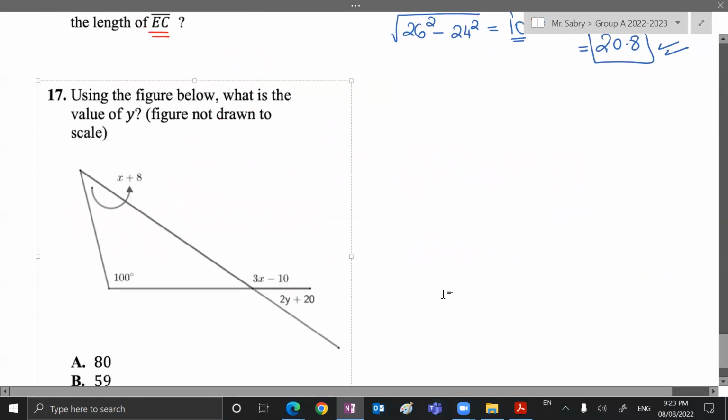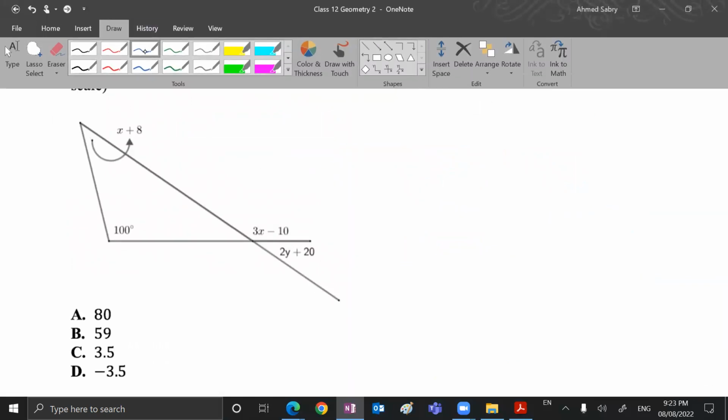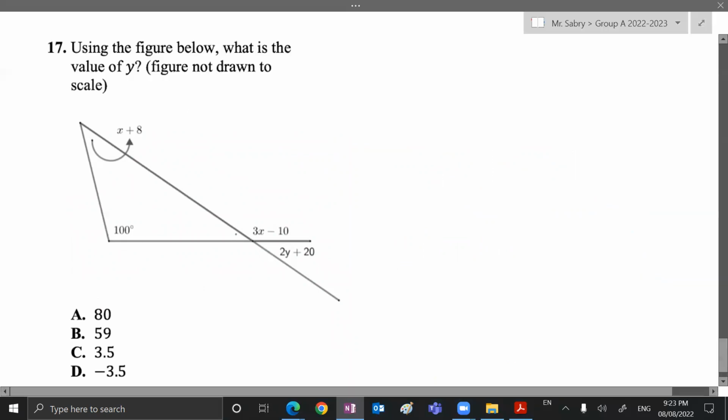Finally, 17. You're given here a triangle. We've discussed too many things about the triangle. First of all, vertically opposite angles are equal to each other. So this one also could be called 2y plus 20. We also took another piece of information, that this exterior angle is equal to the sum of these two other angles far away from it. And that's what we will use. So we'll say that 3x minus 10 is supposed to be equal to the x plus 8 plus the other angle, which is 100. And I can now solve this equation.